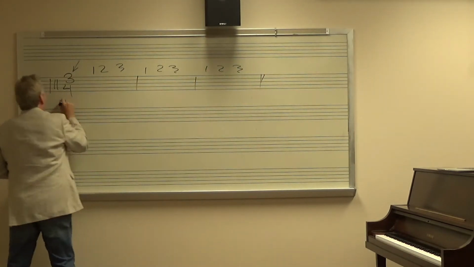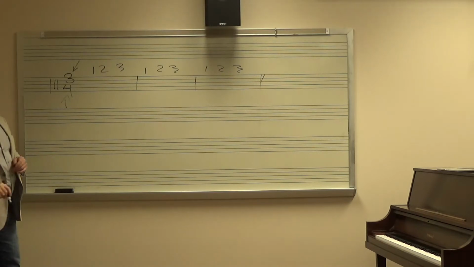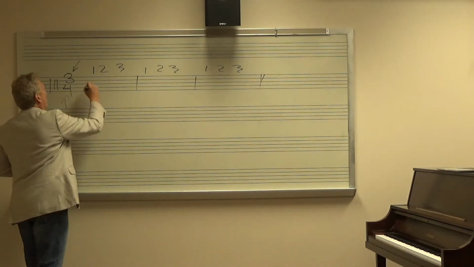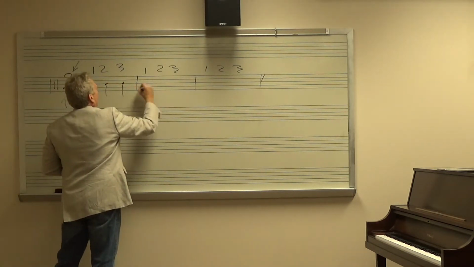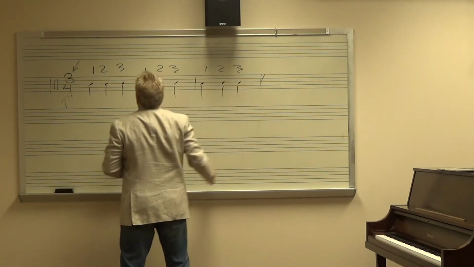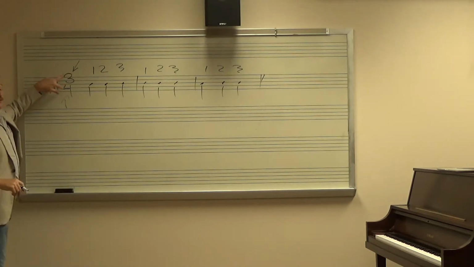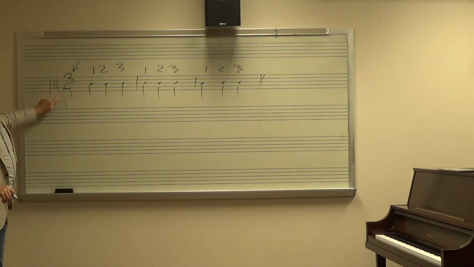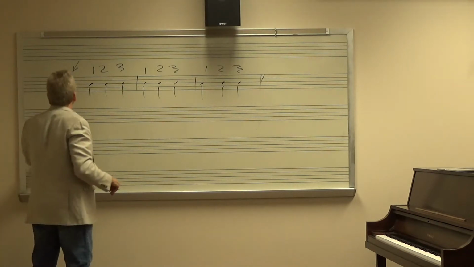The lower number tells me the value of those beats. In this case, 4, a quarter note. 1, 2, 3, 1, 2, 3, 1, 2, 3. So 3/4 is often referred to as 3/4 time. There will be 3 beats to a measure, and the quarter note is our beat.